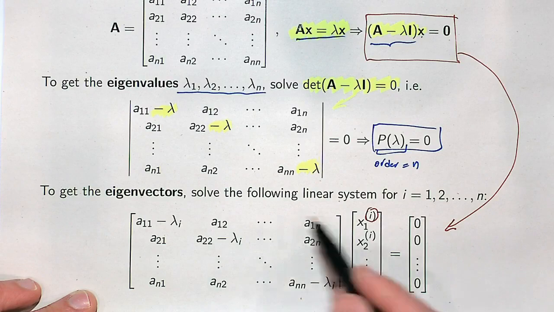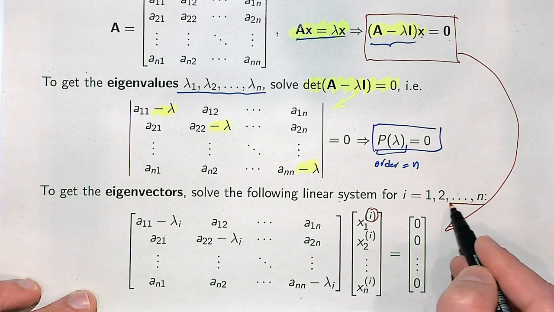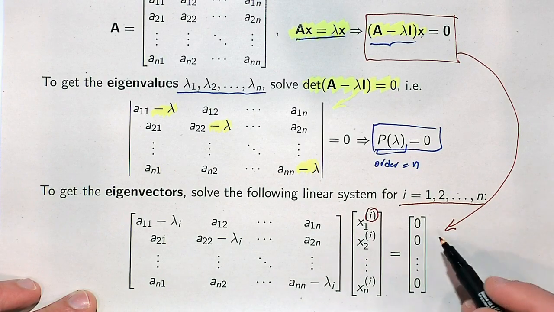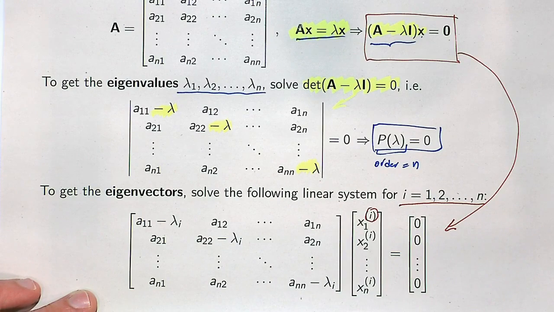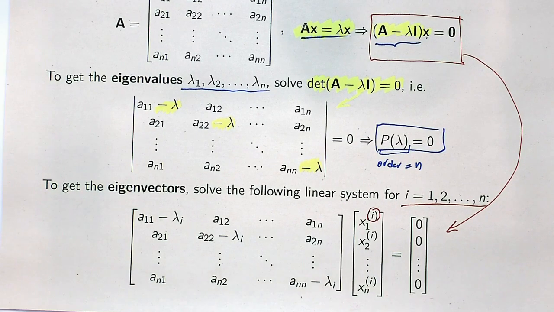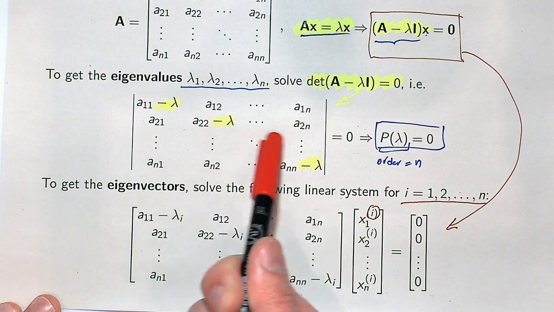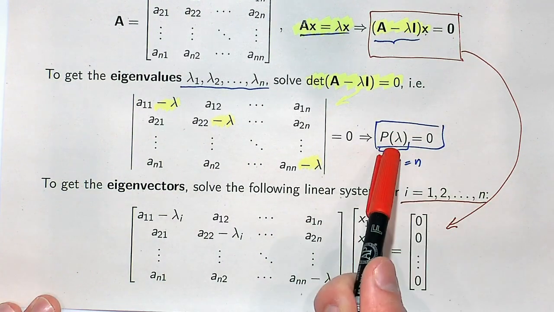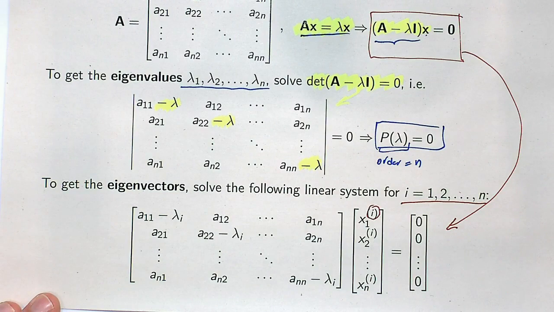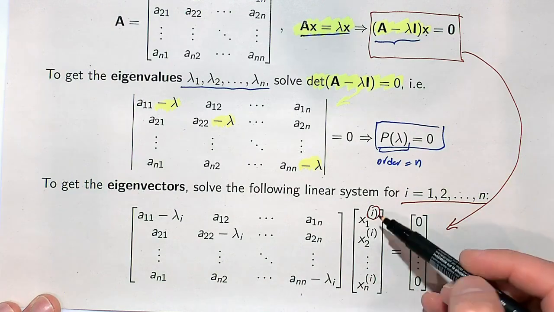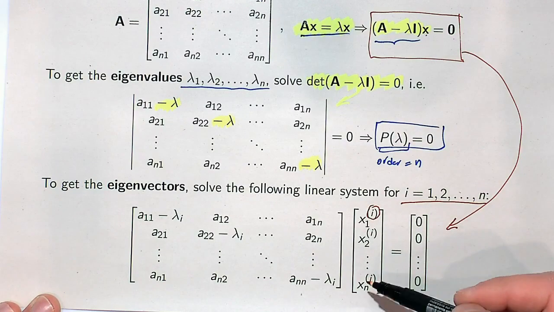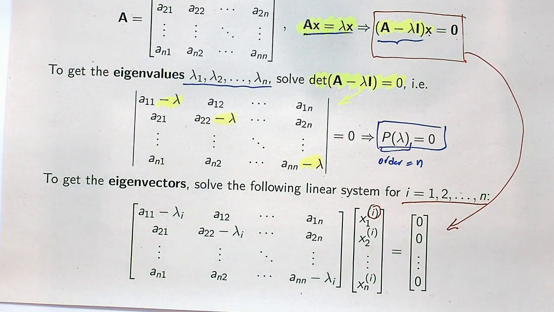So this expression should hold for all the eigenvalues. That's why we use i, and we let i change from 1 to n. To summarize, we solve this determinant equal to zero. We get the roots of this polynomial, which are the eigenvalues of the matrix. Then one by one, we plug them into this linear system and calculate all n components of the corresponding eigenvector. So this is the whole thing that we are going to work with today.